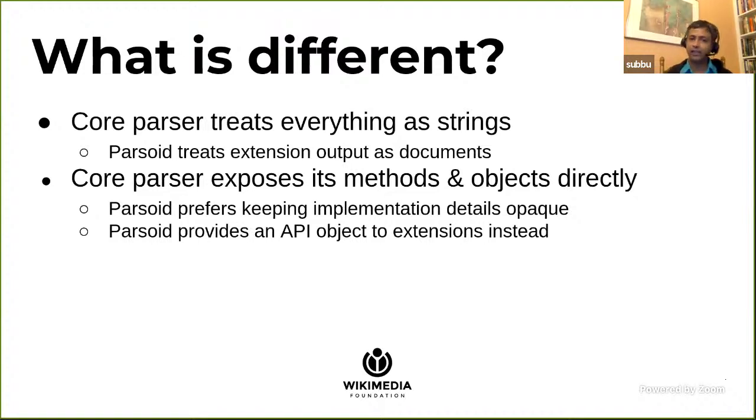Thirdly, the core parser treats everything as strings, whereas Parsoid treats extension output as documents. This is mostly a minor change. So instead of dealing with HTML strings, you deal with DOM documents. And hopefully, it'll actually make things easier. And lastly, the core parser exposes its methods and objects directly, which is why you have a lot of extensions using whatever method they wanted to use and could use. Whereas Parsoid prefers keeping the implementation details opaque and will only provide an API object to extensions. You won't get a parser object in your extensions.